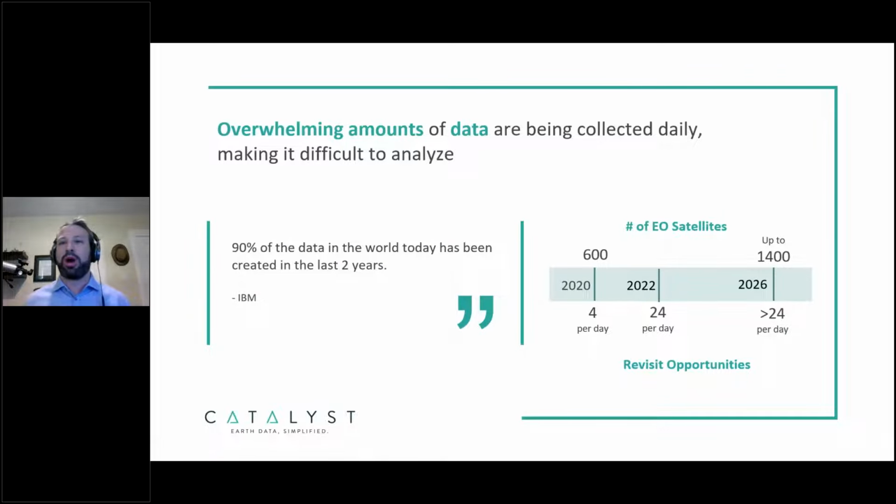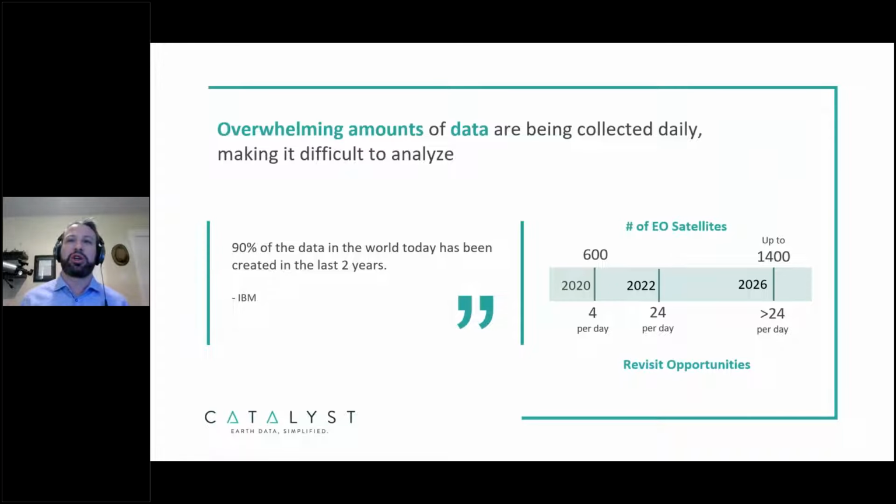Now, why is this important? Why do we need to start doing this now? Well, there's an overwhelming amount of data that's being collected on a daily basis. This is making it really difficult to analyze. It's actually not possible to analyze all of the imagery that we're capturing with Earth observation satellites using manual methods. An amazing quote from IBM that we sourced was 90% of the data in the world today has been created in the last 2 years. That's an amazing concept to think about, how much data we're producing on a daily basis.